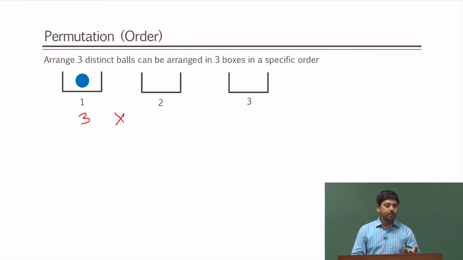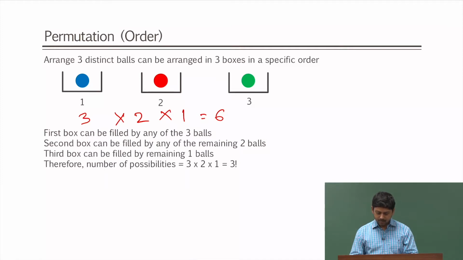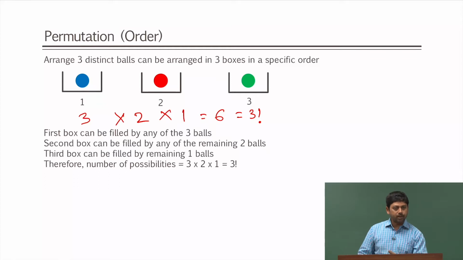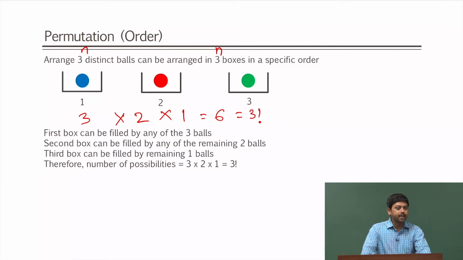And then since I am not doing it with replacement, my blue is gone, I have only 2 balls now, red and green. For box number 2, I will have to choose one. I can choose in 2 ways, either red or green, but then in the last case I am left with only one, and that is the green ball. So, the number of possibilities will be 6, or we can say factorial 3. Factorial n is typically n into n minus 1 into n minus 2 till 1. So, if I have n distinct balls and n distinct boxes such that I can put only one ball in a box, I can do that in factorial n number of ways. That is called permutation.